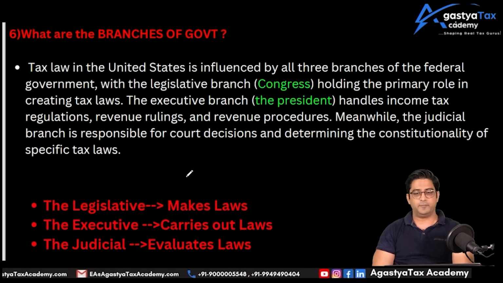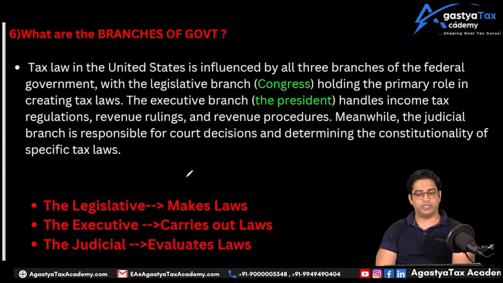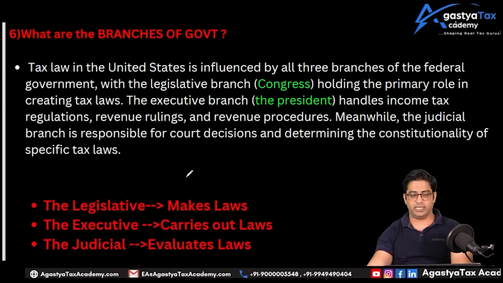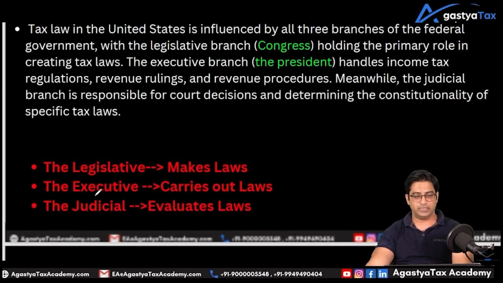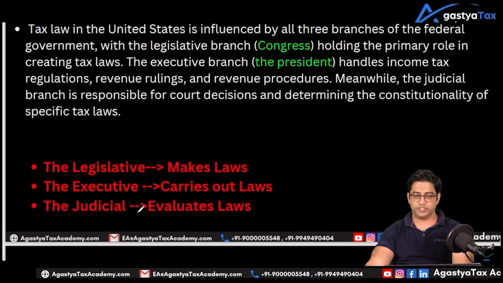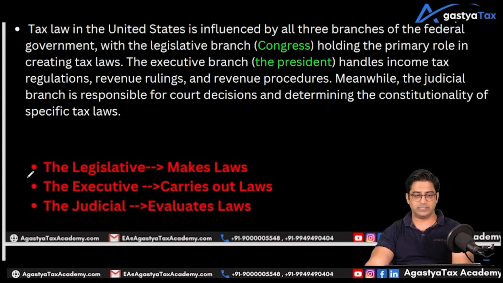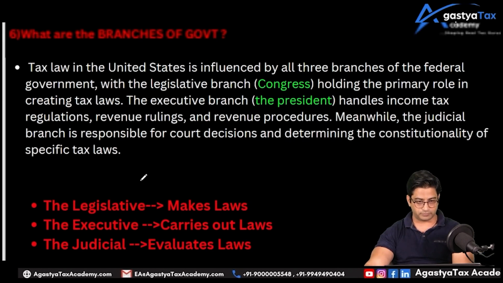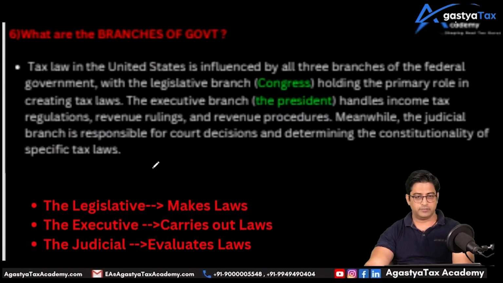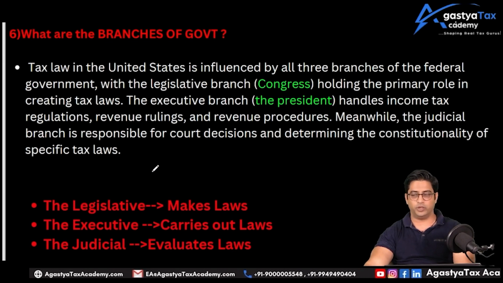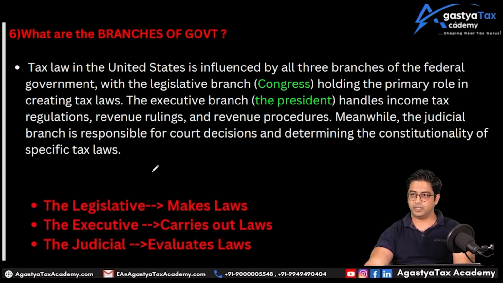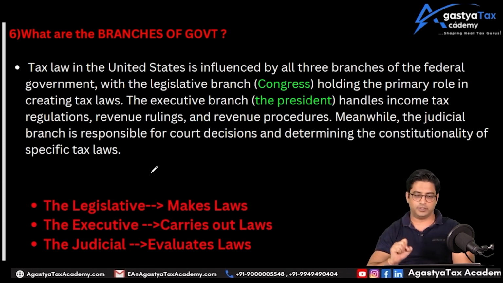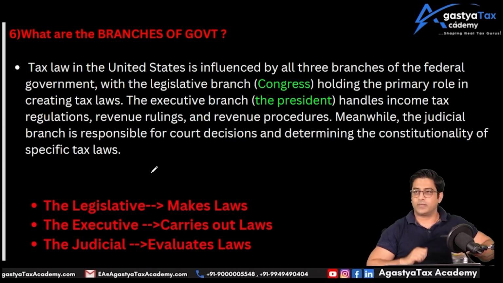Meanwhile, the judicial branch is also responsible for court decisions and determining the constitutionality of specific tax laws. Like I mentioned, the legislative makes laws, the executive carries out laws, the judicial evaluates laws. So these three are the pillars of a government. If you want to note it down, just like a note, you can note it down, or you can go to the next question. I've explained earlier also, right? You can just make a note like legislative makes laws, executive carries out laws, judicial evaluates laws. Small note.